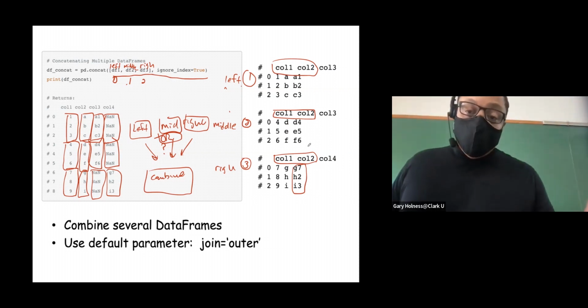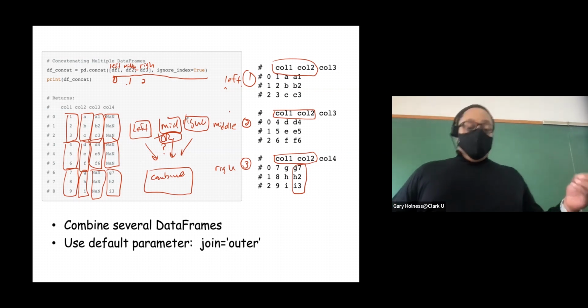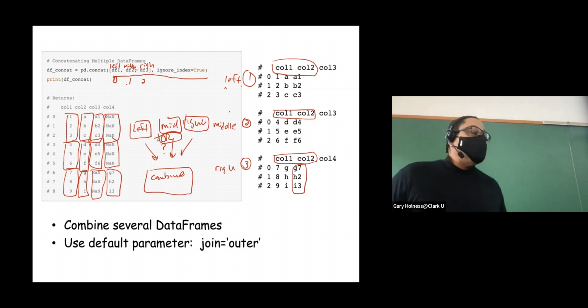So we have the data frame positionally in the list of objects. And then we have the type of combination, the criteria employed when building the combine or admitting records to the combine. And then we have this ignore index.